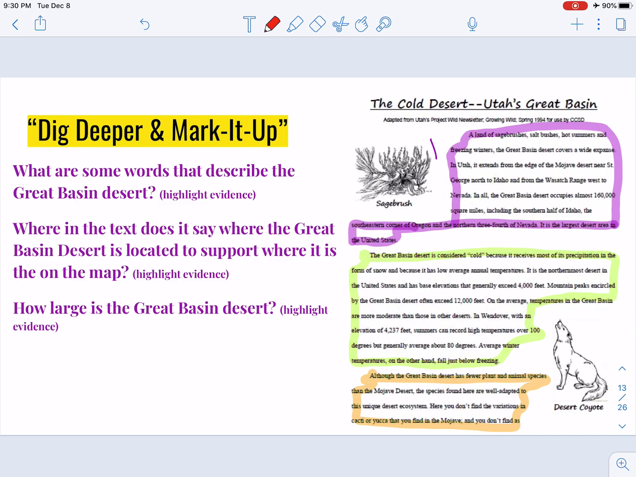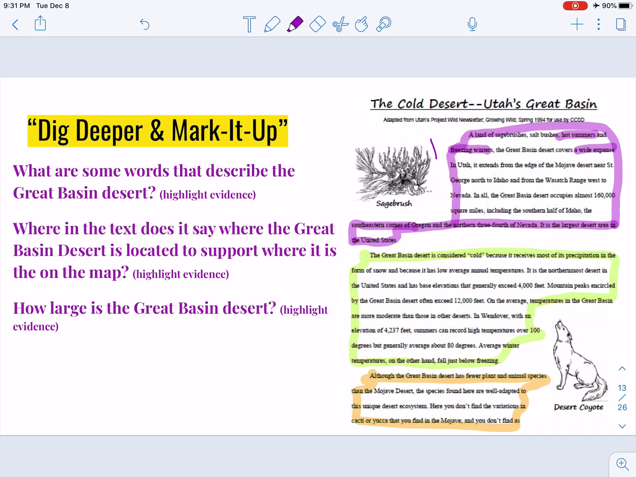Now, what are some words that they use in this first paragraph here in the purple that help us to describe the Great Basin Desert? Some words that they use are hot summers and freezing winters. We have a wide expanse. Those are some words that help us to describe that desert.